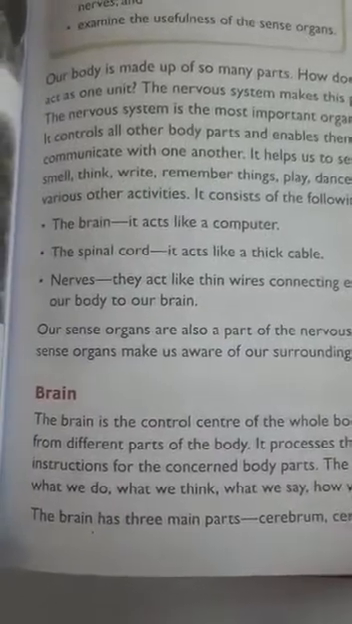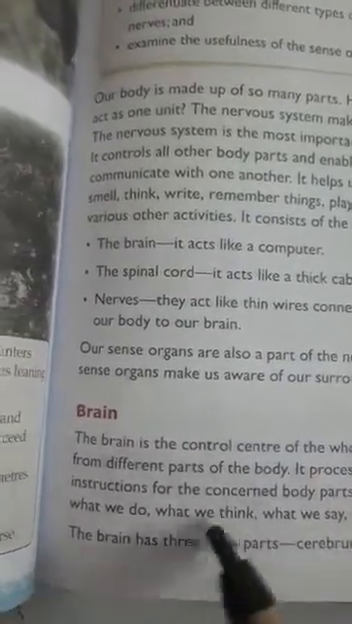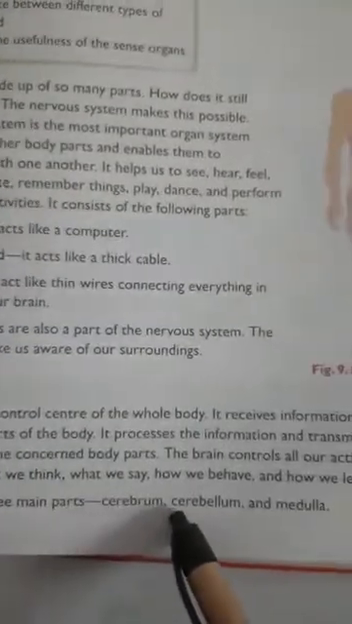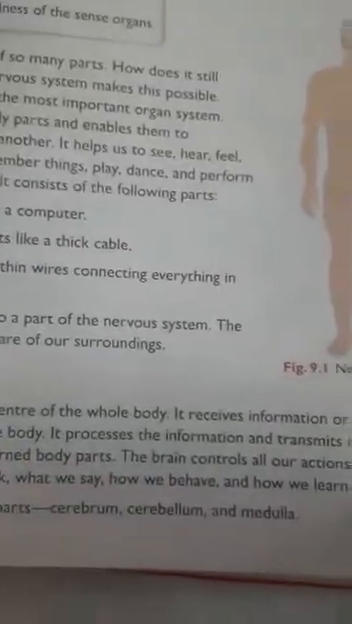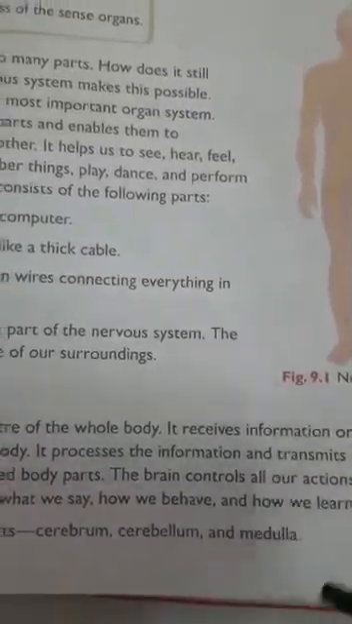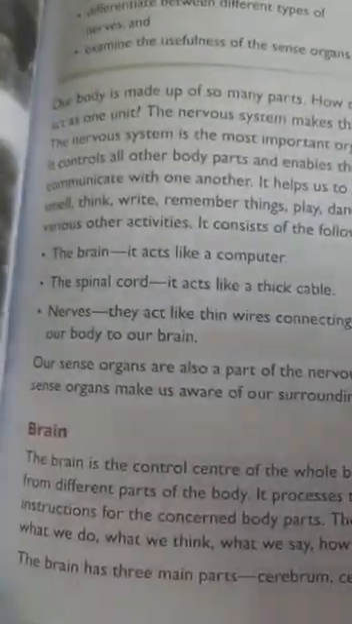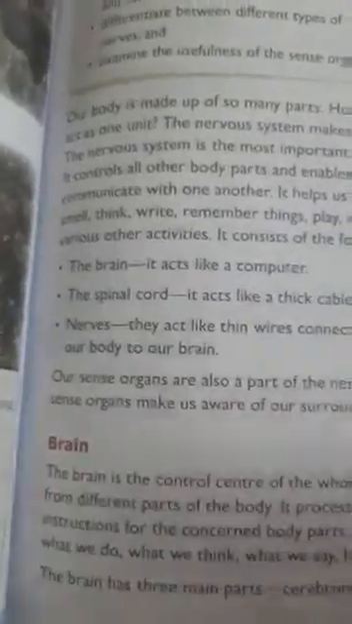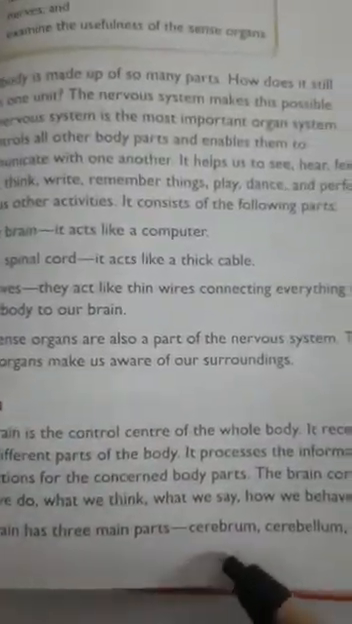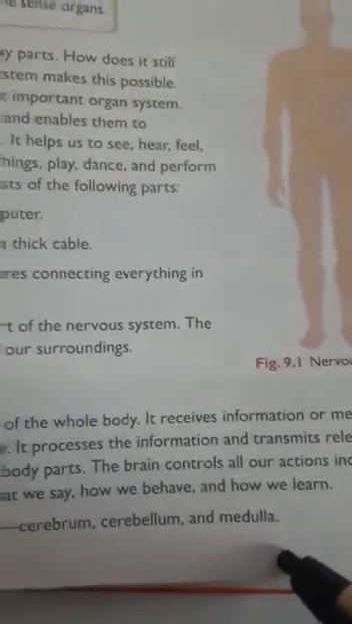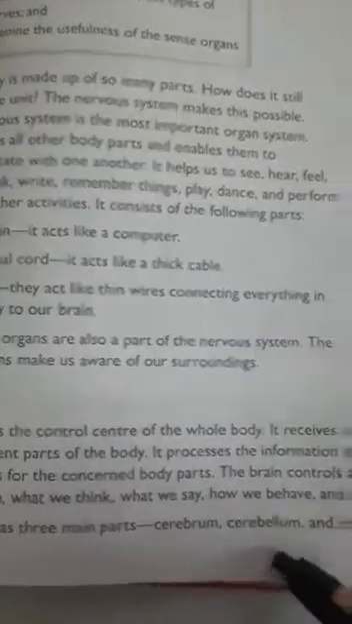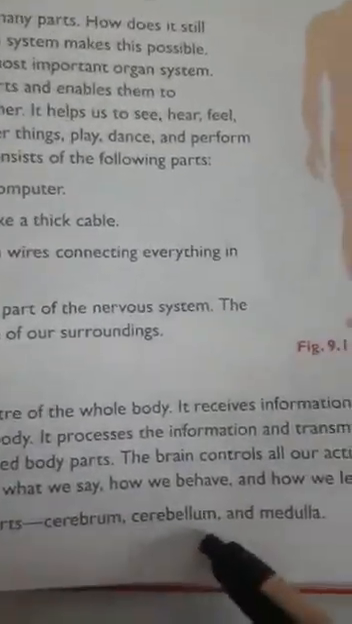So our brain is working like the main computer center of our whole body. The brain controls all our actions, including what we do, what we think, what we say, how we behave, and how we learn. All these things we observe and grasp because of the control of our brain. The brain has three main parts. They are the cerebrum, cerebellum, and medulla. Remember, these are the three parts of the brain.